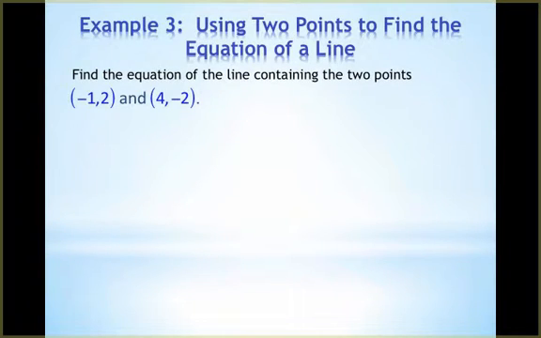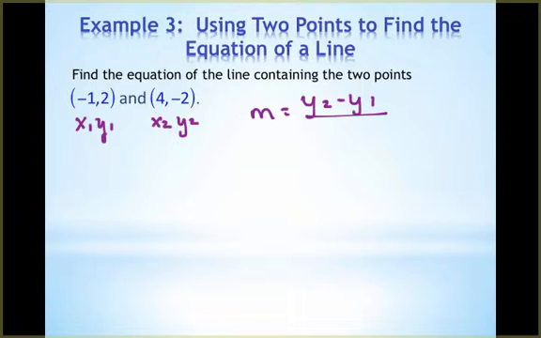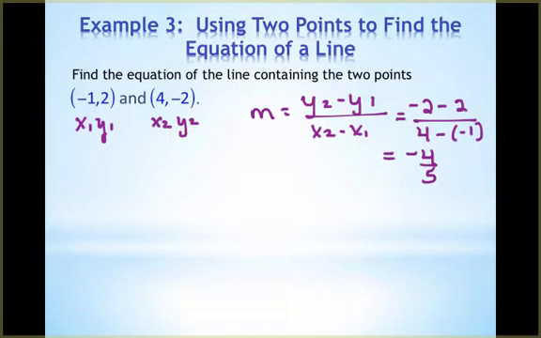So let's look at this example. We have 2 points, (-1, 2) and (4, -2). Let's label those as x1, y1, and x2, y2. So the slope is y2 minus y1 over x2 minus x1, which would be -2 minus 2 over 4 minus -1. That's going to be -4 over 5. So our slope is -4/5.